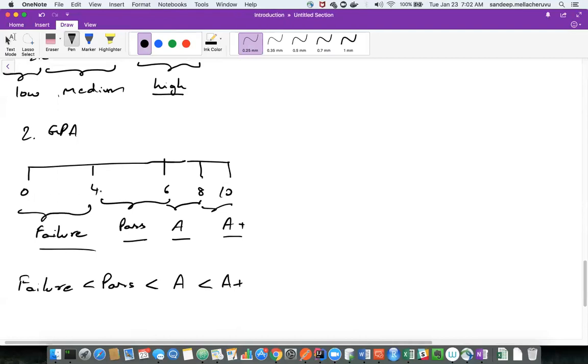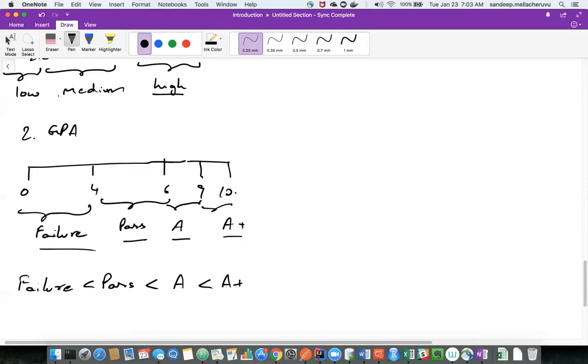Now you have implicit ordering, but does each value have the same difference? No. Failure has 4 points in the GPA. Pass has only 2. This also has 2. Maybe I can make it 3. It depends on how you define. I can say 9 to 10 is A plus and 6 to 9 is A. I can do any kind of magic here, and the differences are not exactly equal.